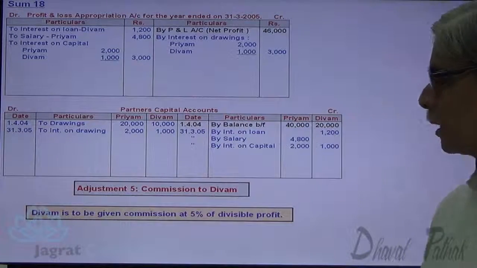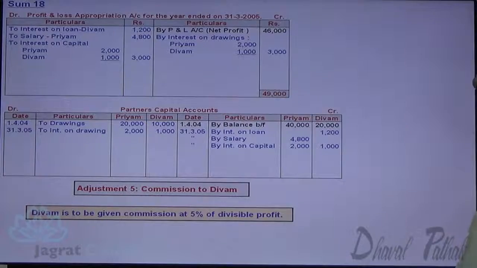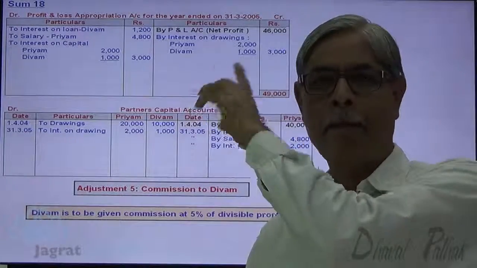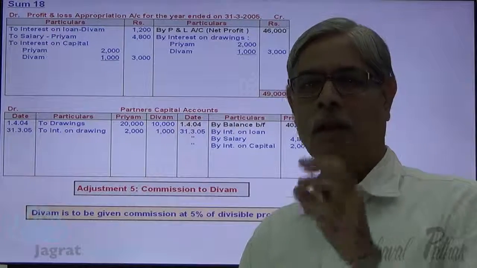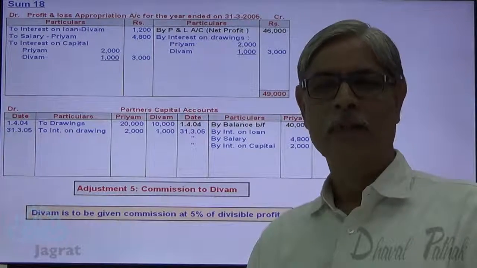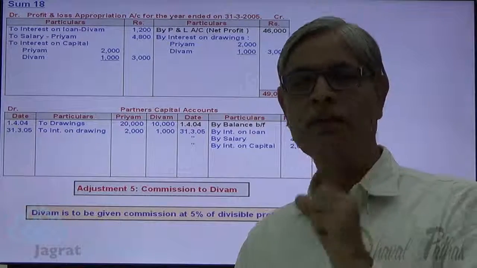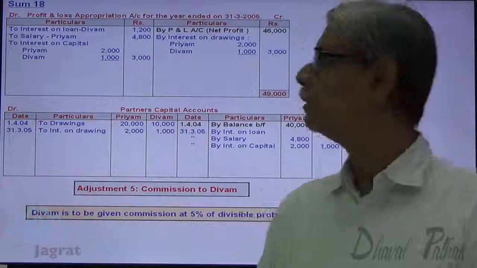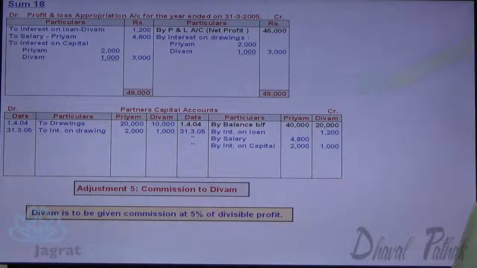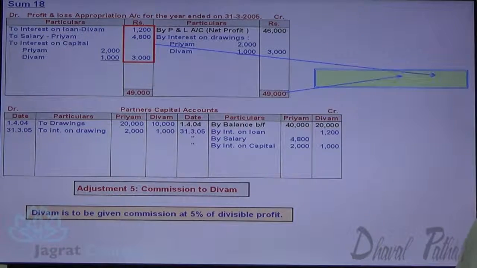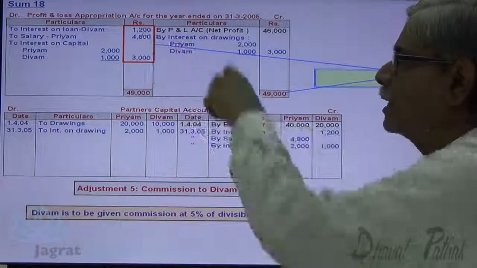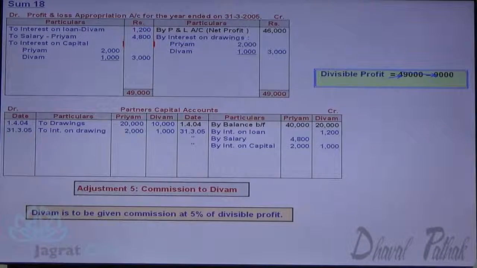Divam is to be given commission at the rate of 5% on divisible profit. To find the divisible profit, total of credit minus amount debited to the profit and loss appropriation account, you will get the divisible profit. And on that divisible profit, commission is to be granted. So let me work out the divisible profit. 49,000 minus 3,000 plus 4,800 plus 1,200, that is 9,000. So my divisible profit is 40,000.